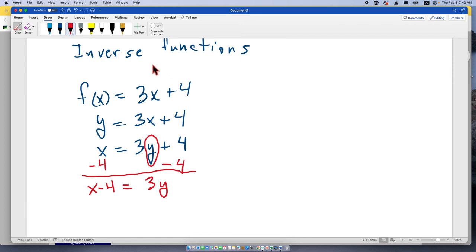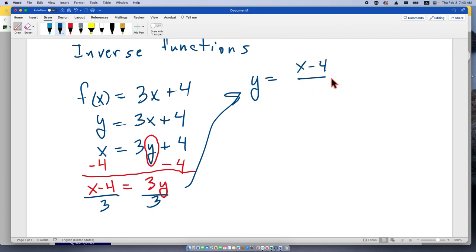What would the next thing be? Divide by 3. Divide the whole thing by 3. And that's really our inverse function, right? And I'm going to bring the y over because we usually write it this way. Y equals x minus 4 over 3. We can just leave it like that.